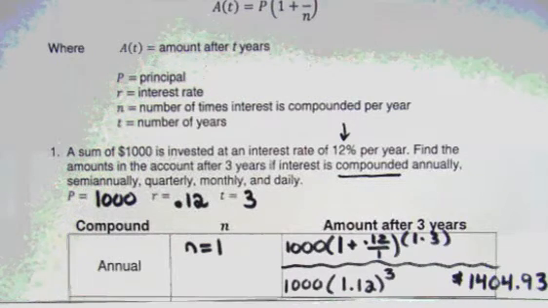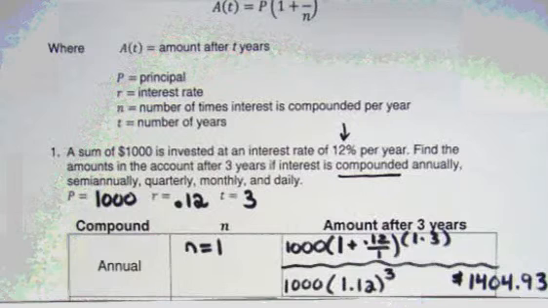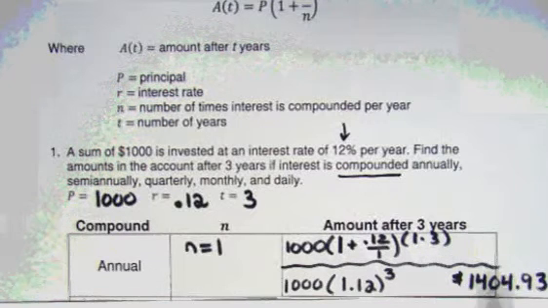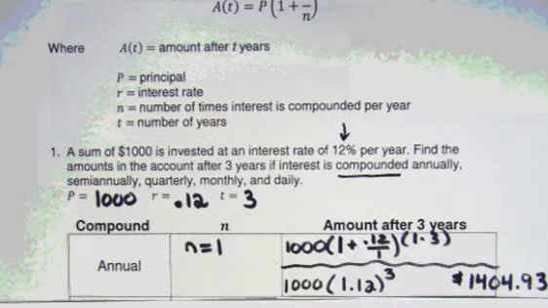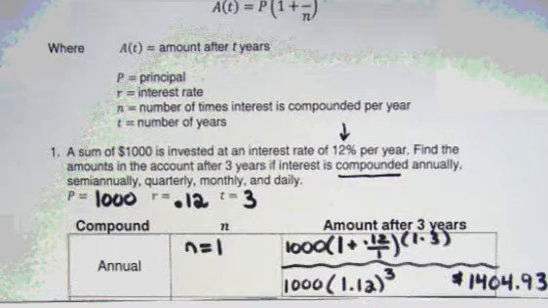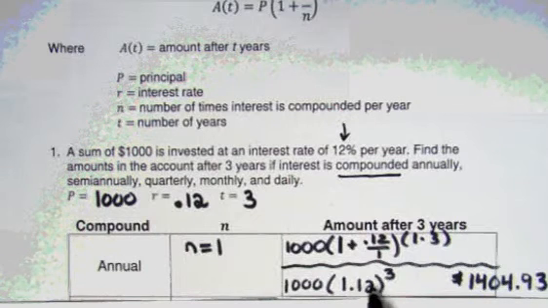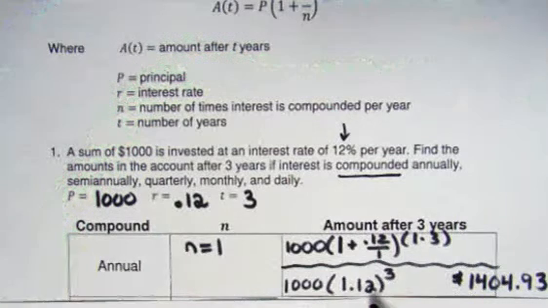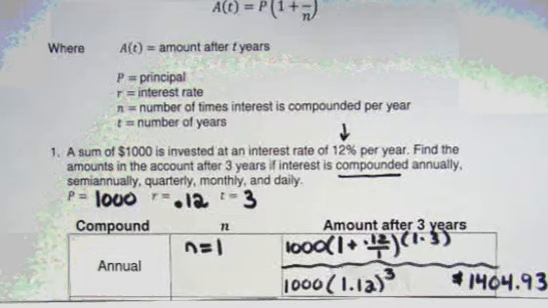So normally when we use this formula, we'll just type it in the calculator as it is. But I want you to see that in the event that you do something simply one time a year, that actually is your ab to the t formula, where we have 1.12 as our growth factor.